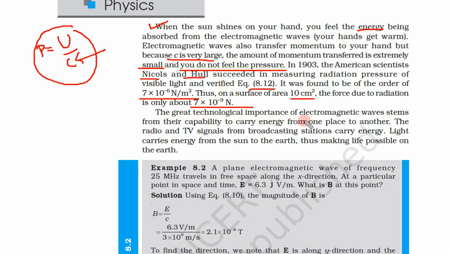The great technological importance of electromagnetic waves stems from their capability to carry energy from one place to another. So this is very important. The radio and TV signals from broadcasting stations carry energy. Light carries energy from the sun to earth, thus making life possible on earth. If electromagnetic radiation could not carry energy, life on earth would not be possible.